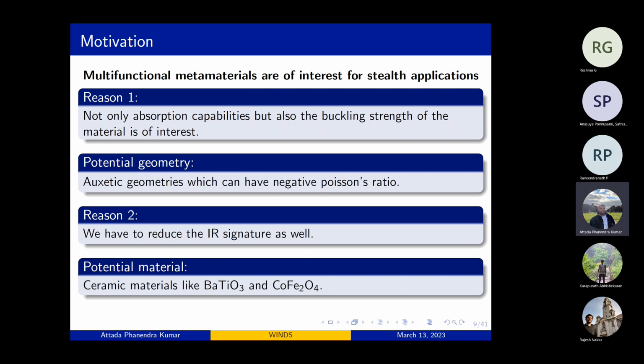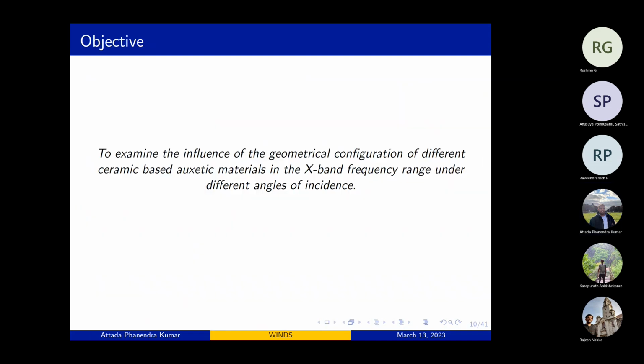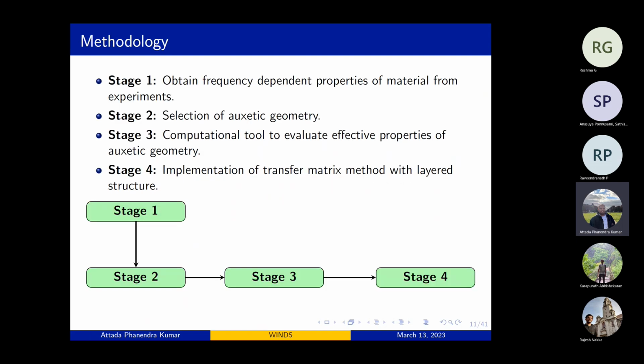So this was the motivation, as I was talking previously. It's not just the absorption, but also the strength which we're interested in. Because of the negative Poisson's ratio of these auxetic materials, we can obtain better buckling strength compared to the conventional materials. And we're also interested in reducing the IR signature, not just the electromagnetic absorption. So this was the objective: to examine the influence of geometrical configuration on the ceramic-based auxetic materials in the X-band frequency range under different incident angles. So this was the methodology.